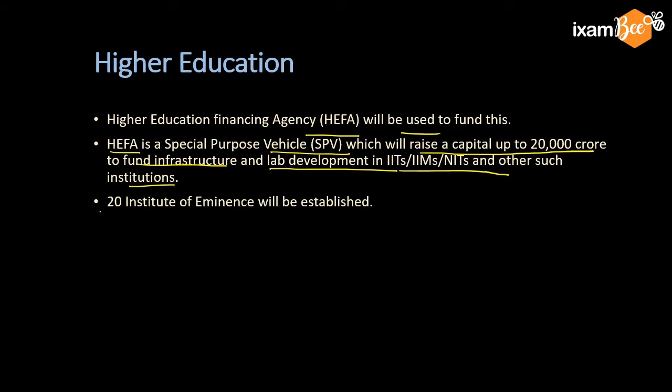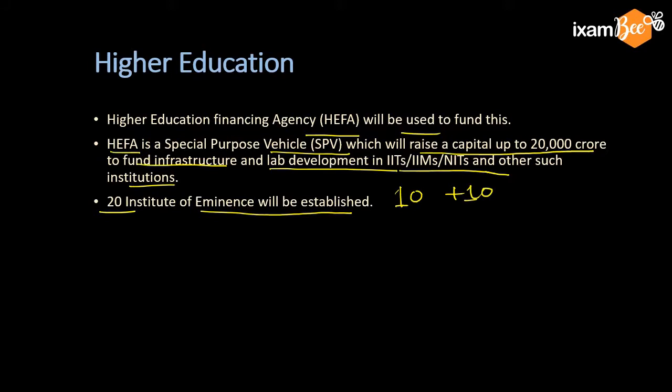For higher education, 20 Institutes of Eminence will be established. So this is a new initiative taken by the government. What is Institute of Eminence? The government is planning to have 10 public and 10 private institutions that will be nurtured into world class teaching institutions, and these will be called Institutes of Eminence.